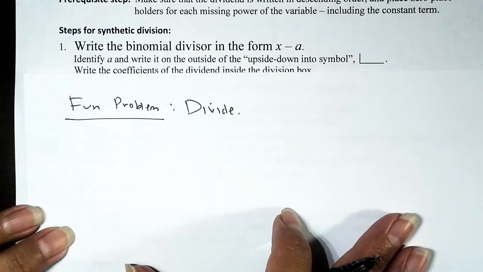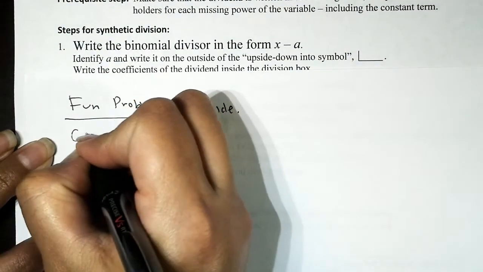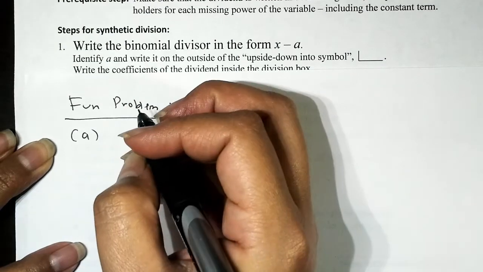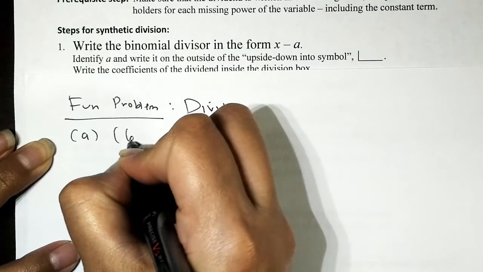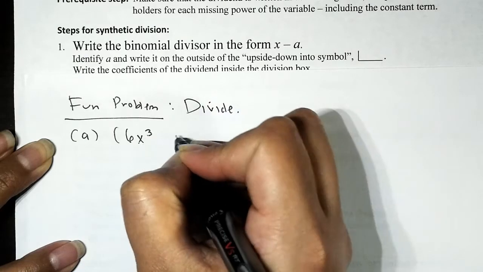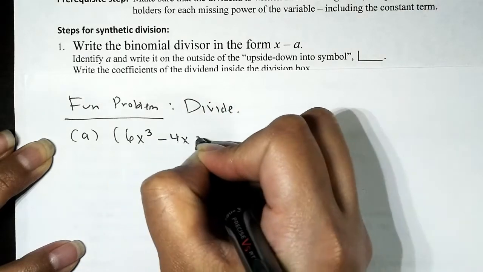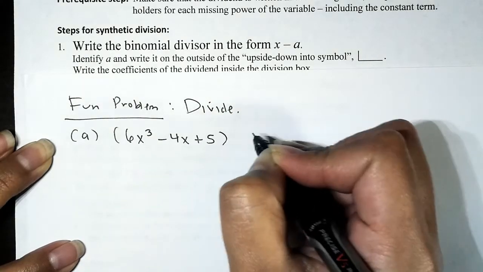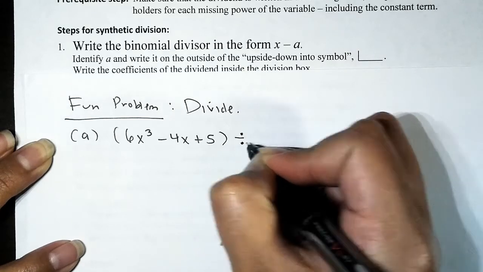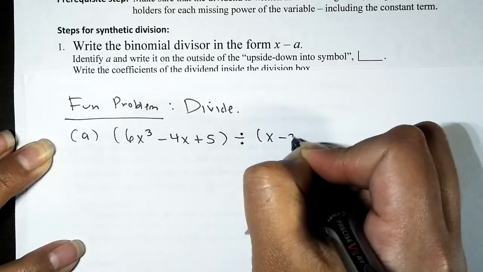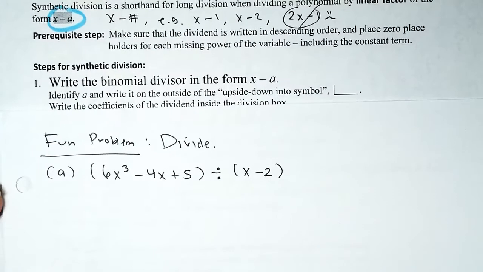We're going to do 3 problems. So fun problem A, we have the quantity 6x cubed minus 4x plus 5, and we want to divide that by the quantity x minus 2.